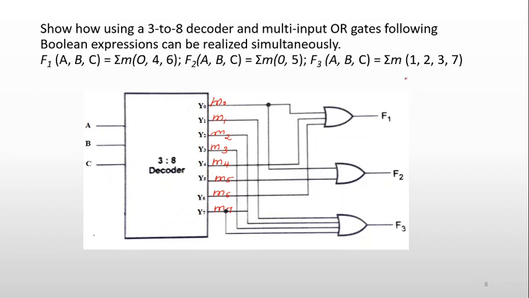Similarly, what I have to do for implementing f3? f3 is nothing but OR of 1, 2, 3, 7. So I have to pass y1, y2, y3, y7 through an OR gate. Then I'll get f3.